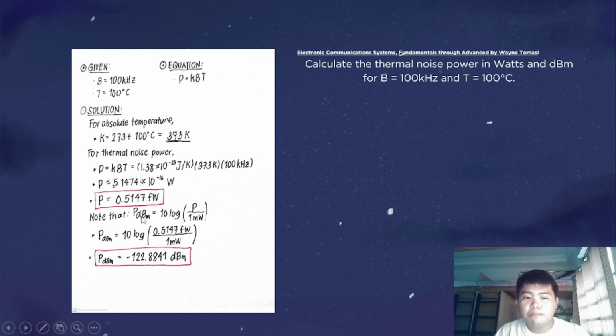Note that the power in decibel in reference to 1 milliwatt is equal to 10 times log of P over 1 milliwatt. So we substitute the answered thermal noise power and we get in terms of dBm negative 122.8841 dBm. So that would be the answer for this problem.